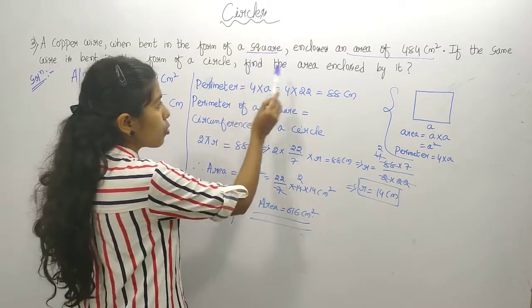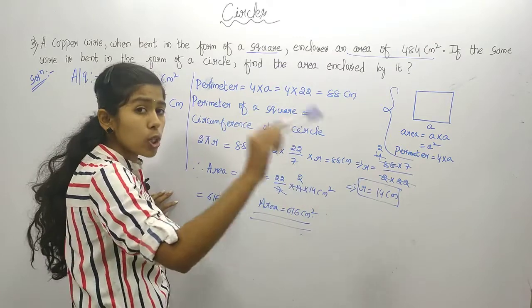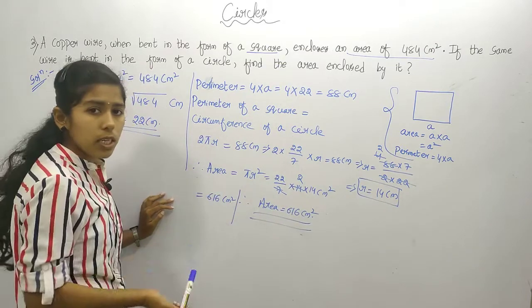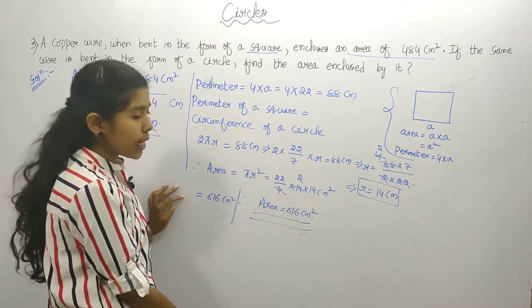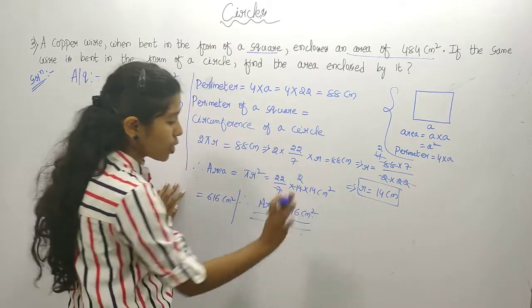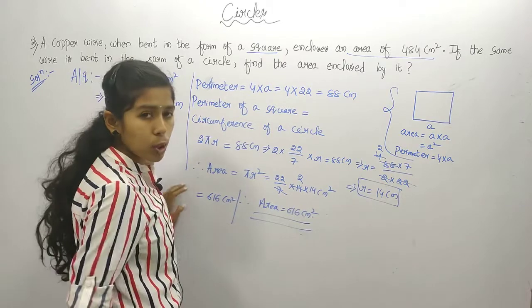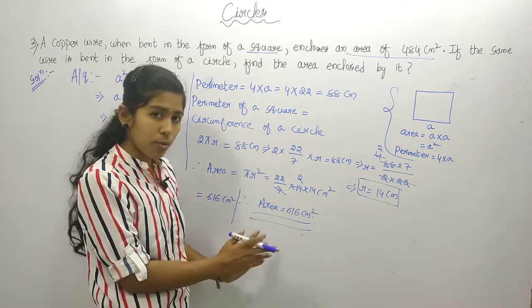Next it has said to find the area enclosed by this circle. So normal circle area formula is pi r square. So pi is 22 divided by 7 and r is 14 square. So we got area equals 616 cm square. Okay.